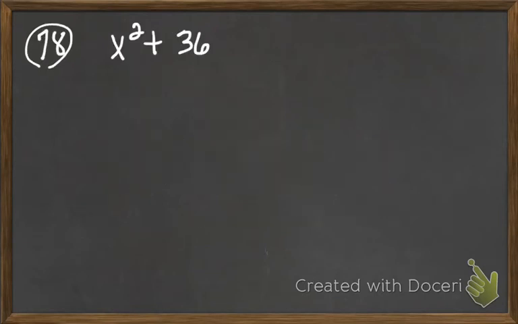Number 78 is here to kind of confuse you, to trick you. X squared plus 36, you would check for a GCF. There's not a GCF. And you would say, well, this is a binomial. Okay? Maybe a lot of you think that this could be factored. But this is the sum of squares.